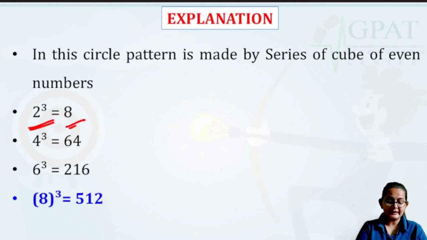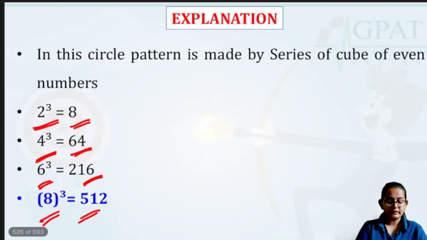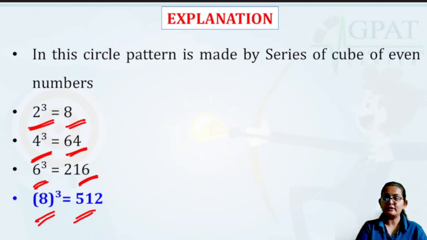So 2 cube is 8, 4 cube is 64, 6 cube is 216 and 8 cube is 512. Here the cubes are going 2 cube, 4 cube, 6 cube, 8 cube, the cubes of even numbers, and that relationship is being followed.